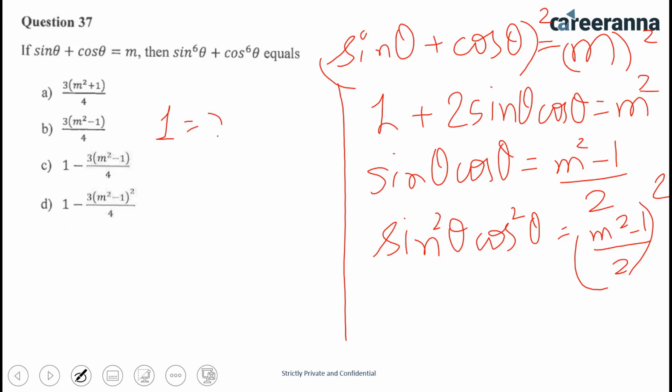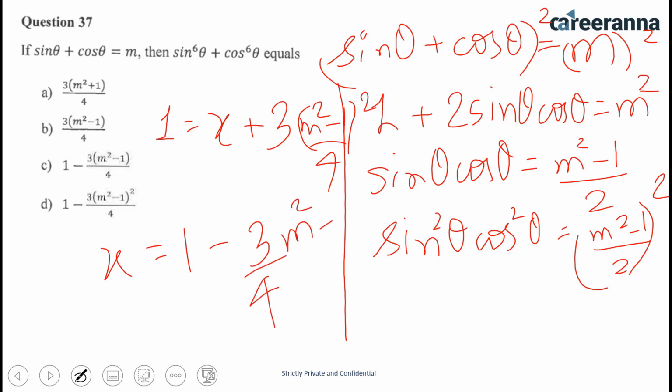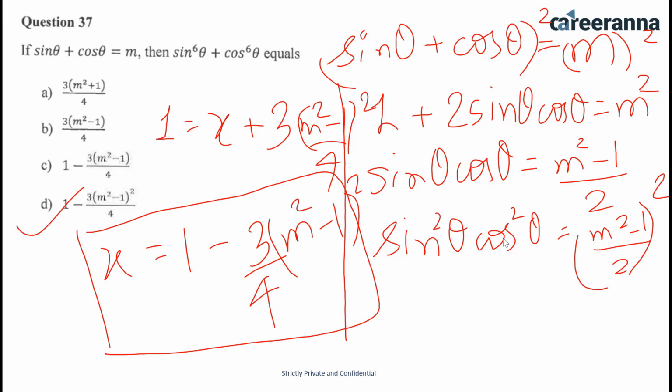1 is equal to x + 3(m² − 1)². If I expand the denominator by 4, in the numerator I'll be having the whole square. So x is nothing but 1 − (3/4)(m² − 1)². So as you can see, options C and D are very close to each other, but our answer should be option D. Let's see our next question, question number 38.